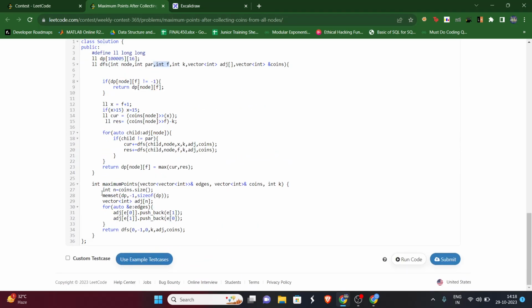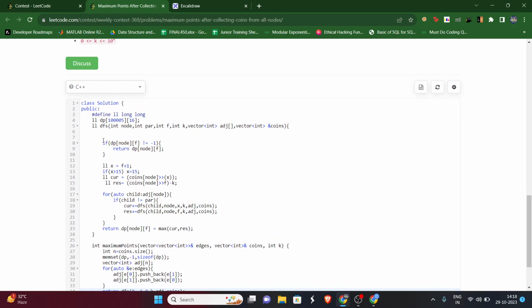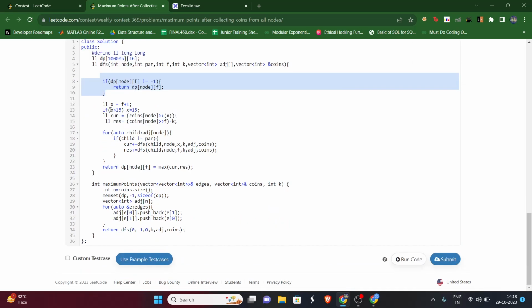What we are doing first of all is taking out n from the coin size, making an adjacency list and pushing all the edges. Now we start iterating from the zeroth node, because the root is at 0. We are passing the parent so that we don't visit the visited nodes, and this is the f we discussed in our solution.